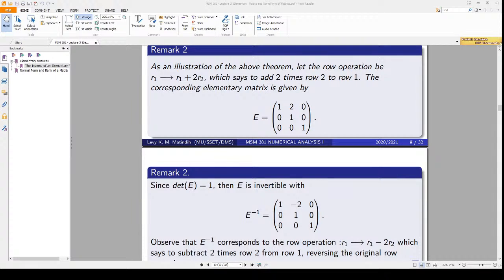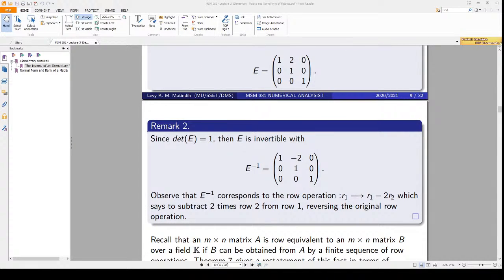How can we do this? We can do this by reversing the operation. This operation that you applied on the identity matrix to get this elementary matrix, we can reverse it, we can do the reverse of this matrix. So in short, observe that this matrix E corresponds to the row operation, row 1 implies row 1 minus 2 row 2, which says to subtract 2 times row 2 from row 1, reversing the original row operation.